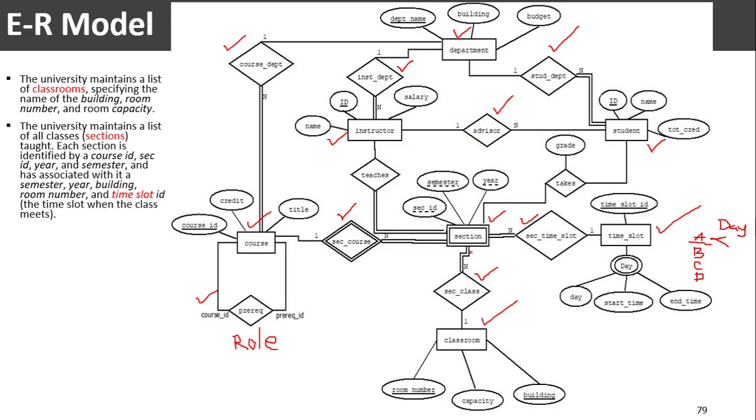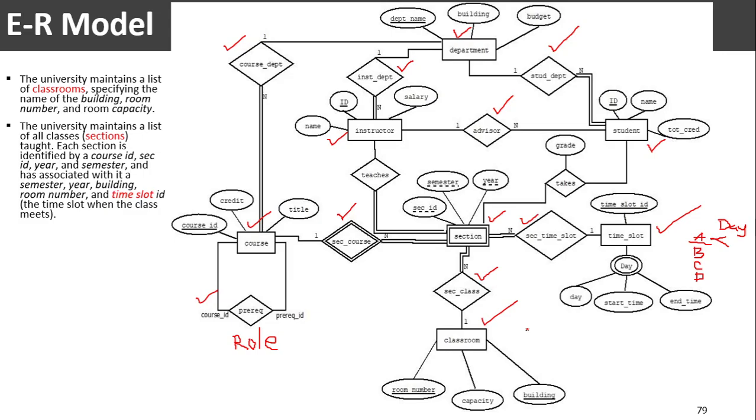Okay, and the cardinality of this relationship set, section class, is many to one from section to class. So one classroom may have more than one section allocated, but one section is assigned to only one classroom. That is what this cardinality indicates. So with this statement, lots of things are being linked, and this is how we can model the ER diagram accordingly.